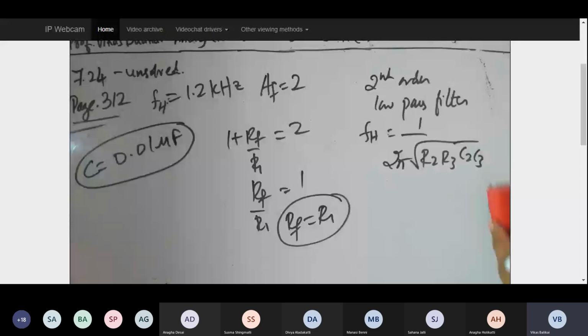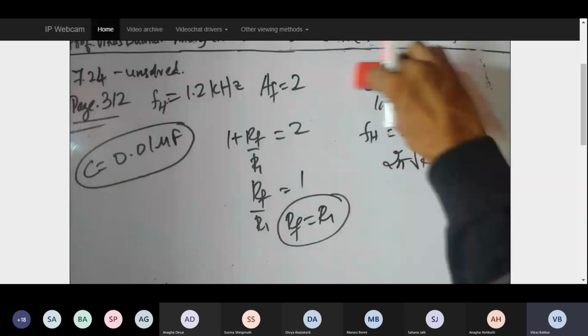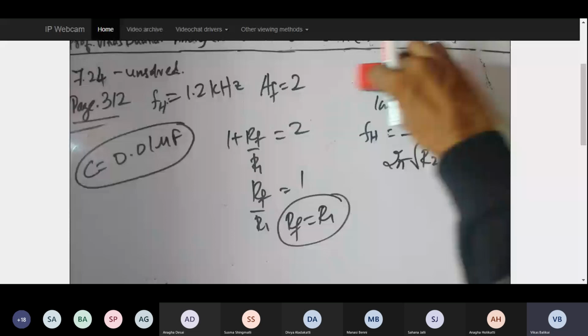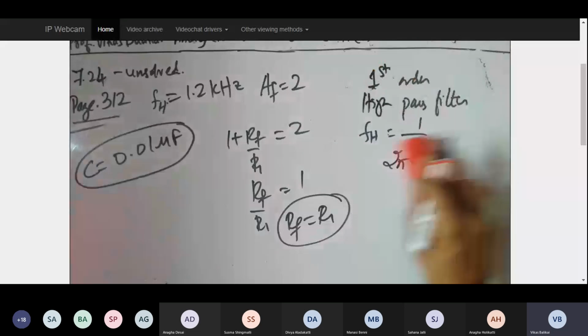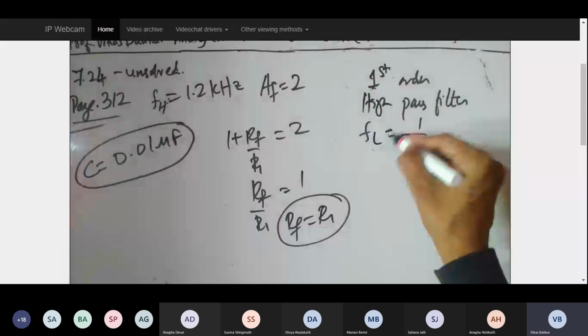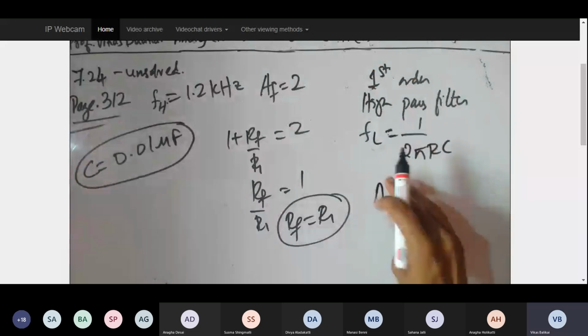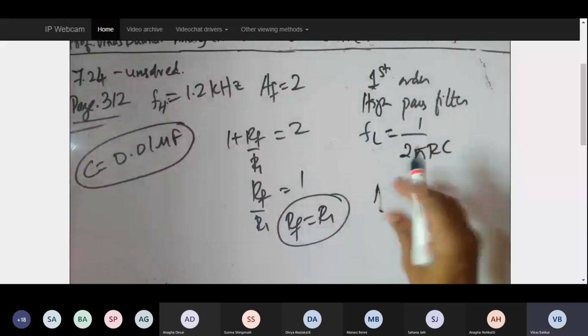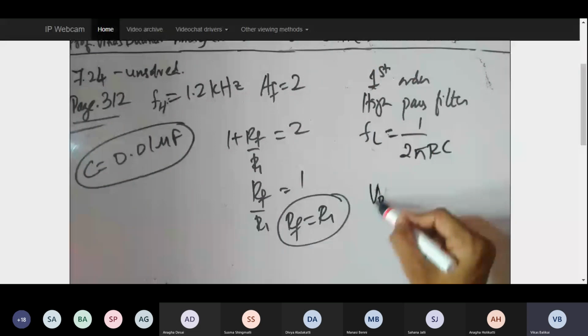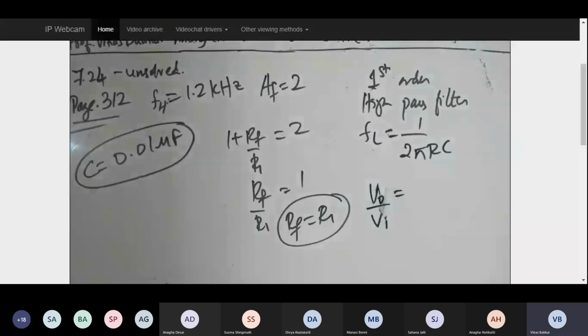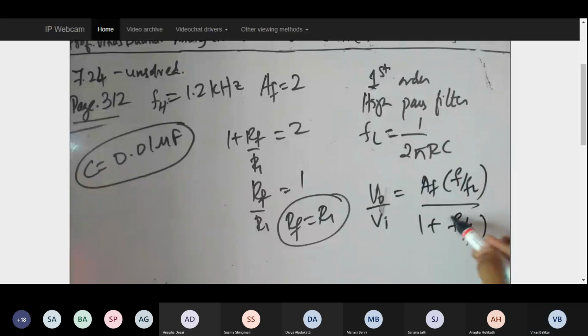So for first order high pass filter, FH is equal to 1 divided by 2 pi RC. So it will not be FH, it will be FL. FL equal to 1 divided by 2 pi RC, and VO by VI will be equal to AF times F by FL whole divided by 1 plus F by FL whole square, that will be kept under root. That is the major difference.